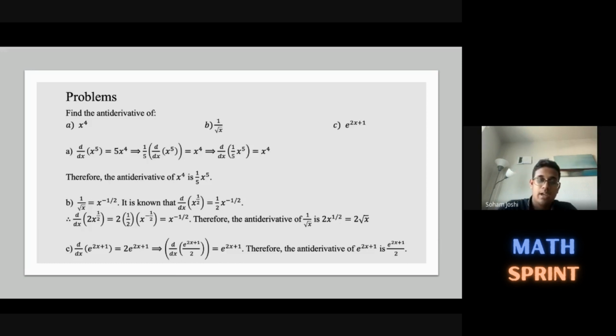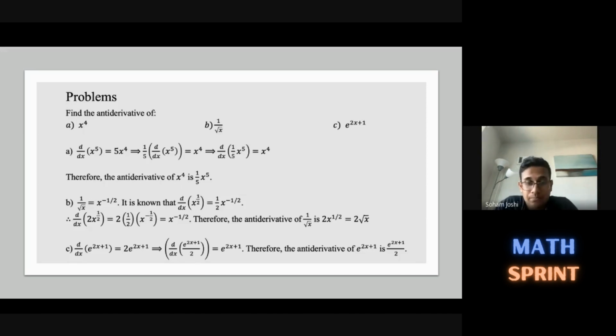But if you prefer a more algebra-based answer, then let's start with considering d by dx of x to the power of 5. We know that the derivative of x to the power of 5 with respect to x is 5x to the power of 4. We divide the left-hand side and the right-hand side of the equation by 5. 1 by 5 is a constant, so the derivative of 1 by 5 x to the power of 5 is x to the power of 4.